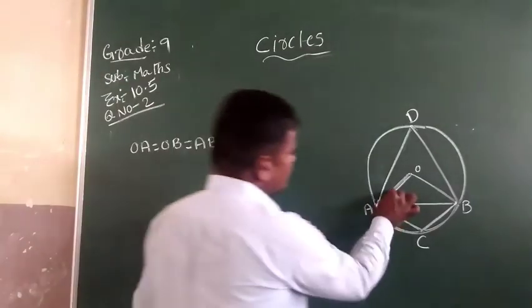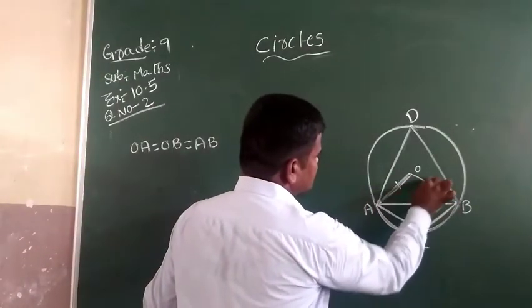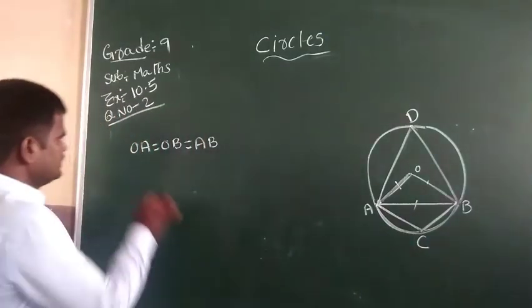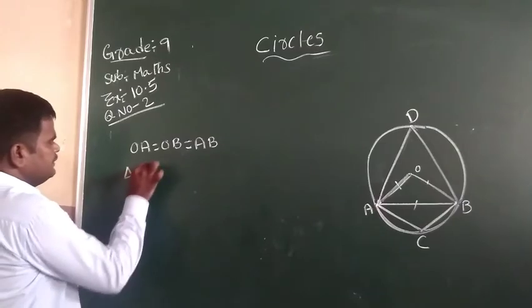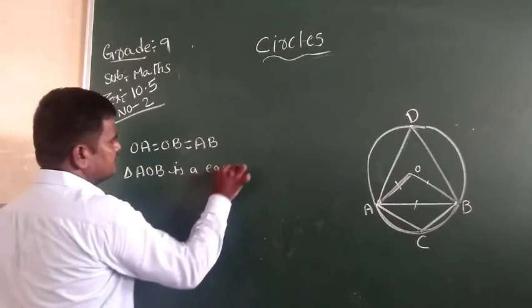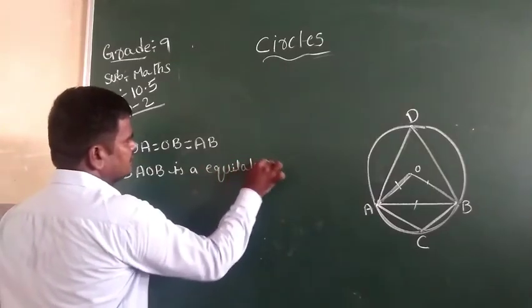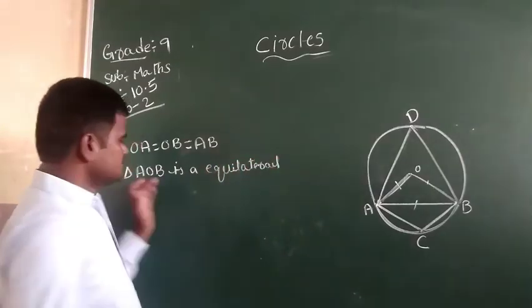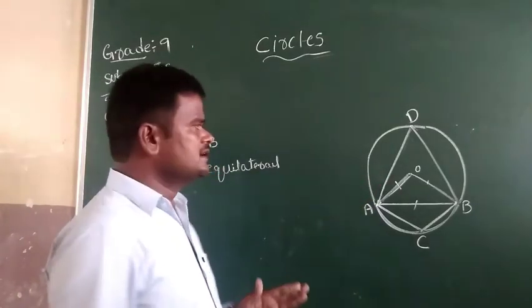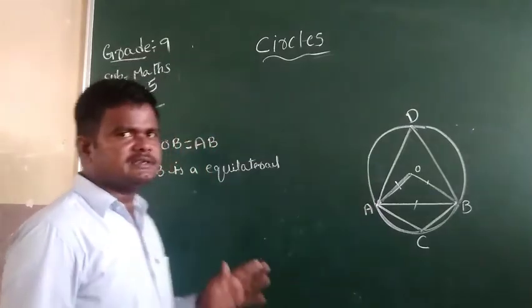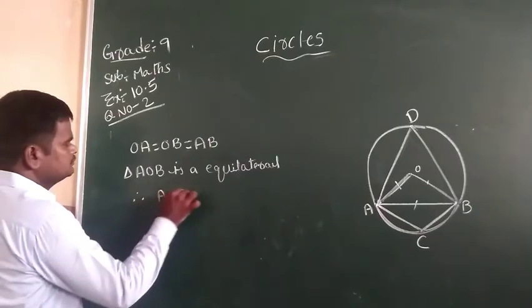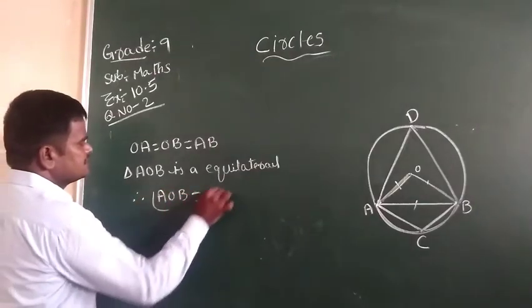So here OA equals OB equals AB. This side equals this side equals this side. So these three sides are equal. So triangle AOB is an equilateral triangle. So each angle is 60 degrees. Therefore, angle AOB equals 60 degrees.